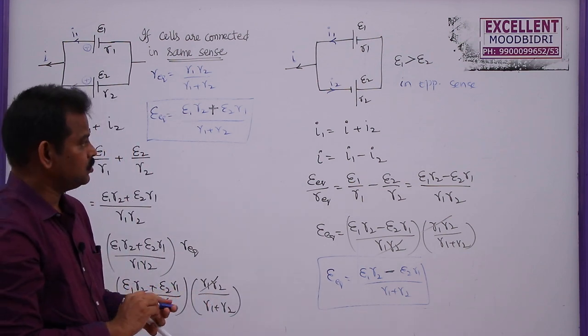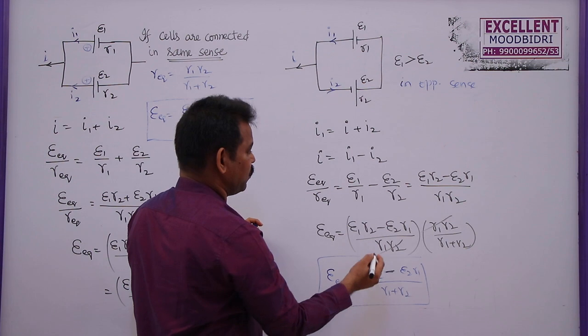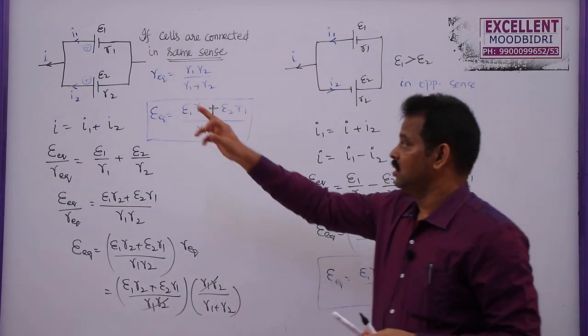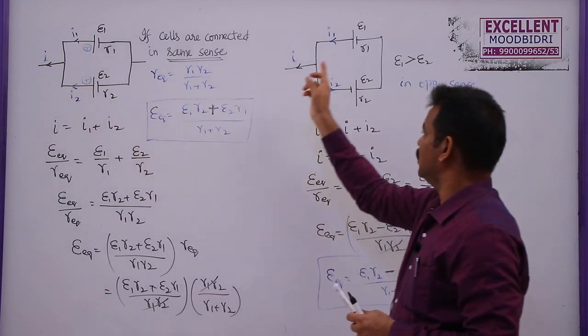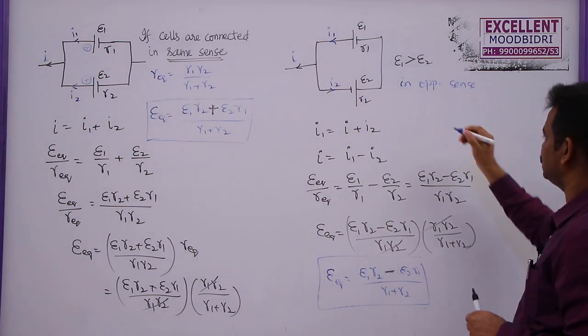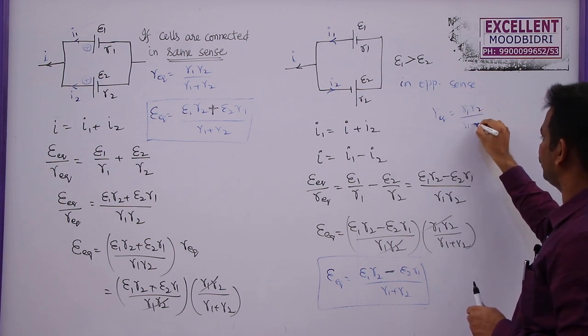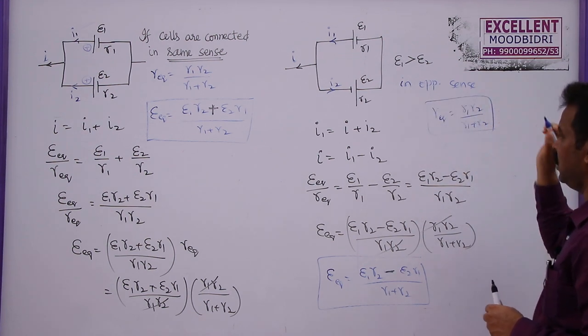Resistance is always positive. Now what is R equivalent for this combination? The effective resistance, whether these are connected in same sense or in reverse sense, remains as R1 R2 by R1 plus R2.